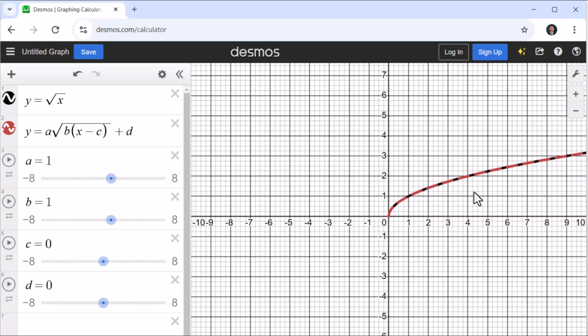Right now we see the graph of the basic square root function, and now we will change b to negative 1 to see the horizontal reflection, which is the red dashed graph. Next we'll change c to 3, which shifts the graph right 3 units. And finally we'll change a to 2, which will vertically stretch the graph by a factor of 2. And notice we do have the key points 3, 0, 2, 2, and negative 1, 4.